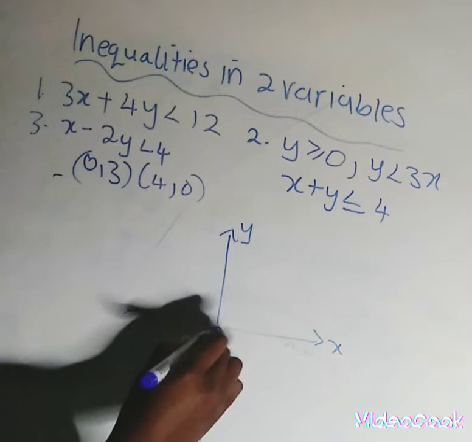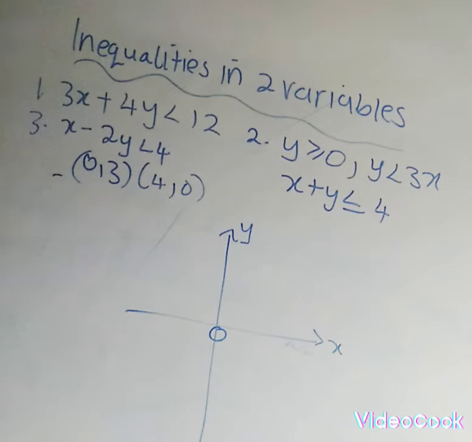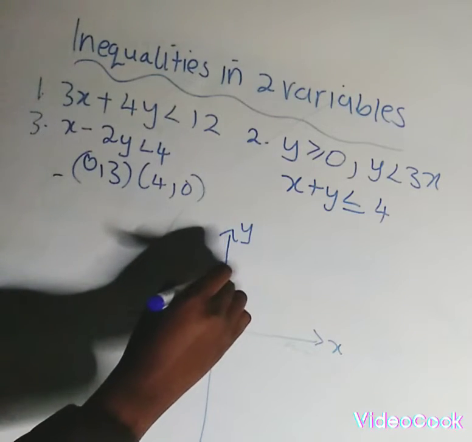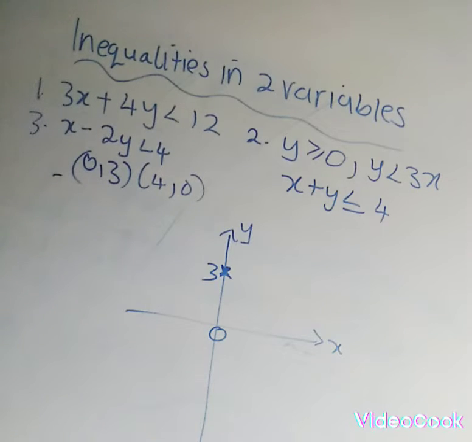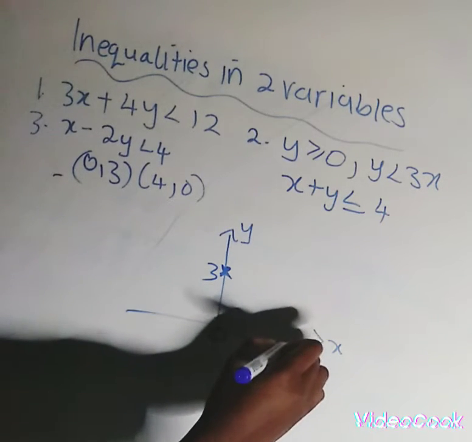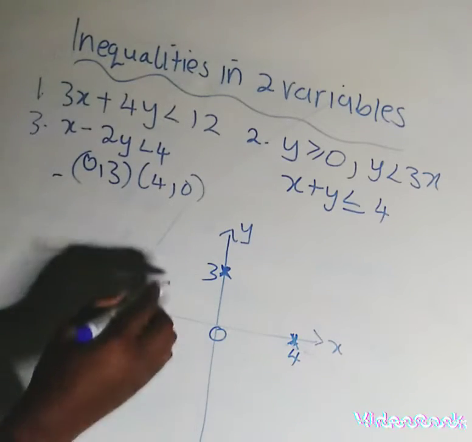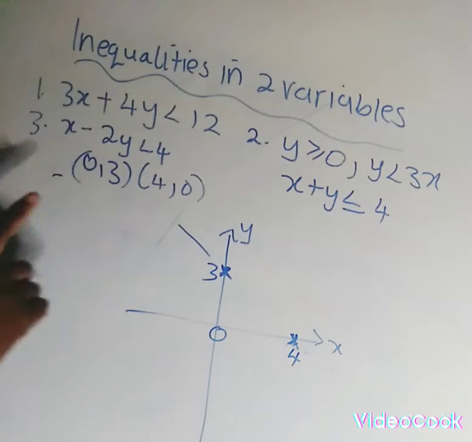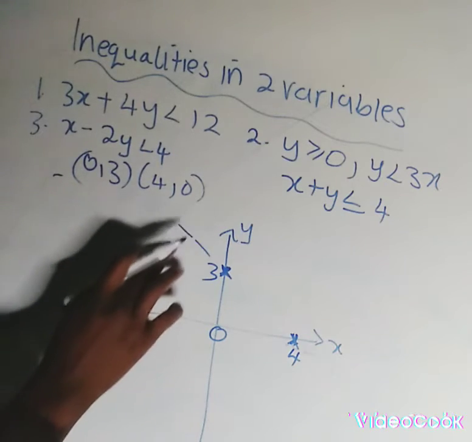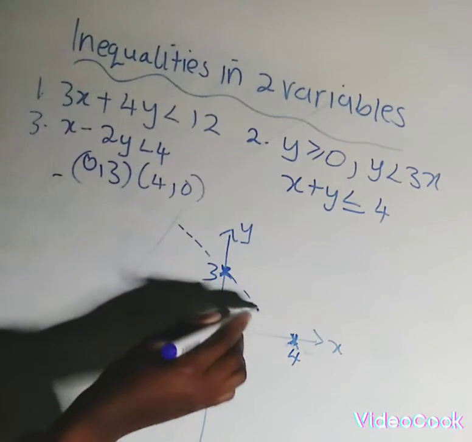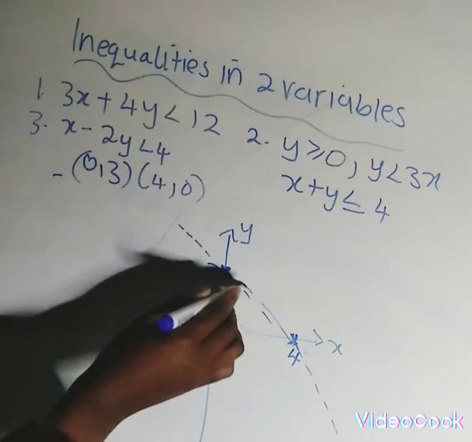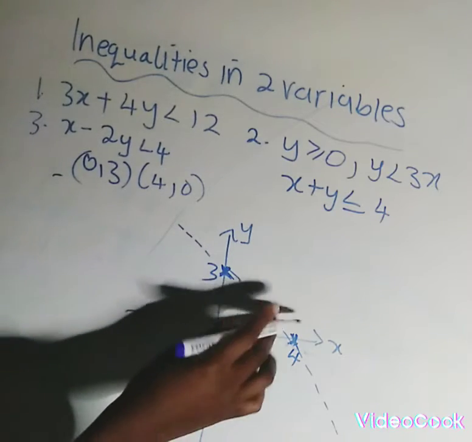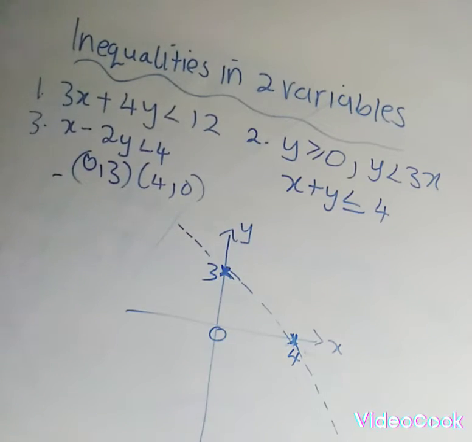We have (0,0) here. So when x is 0, y is 3. So we have a point there. You plot there at our 3. And we have a point when x is 4, y is 0. You come here, you put your 4. And then you join the two points. It's less than 12, so our line is dotted. 12 is not part of our solution, right? So you draw a dotted line like that. If we had an or-equal-to sign, that's when we were going to draw a solid line. But in this case, our line is going to be a dotted line.